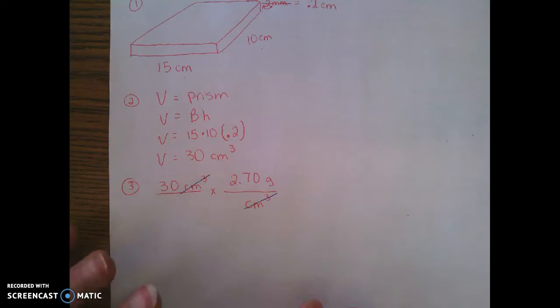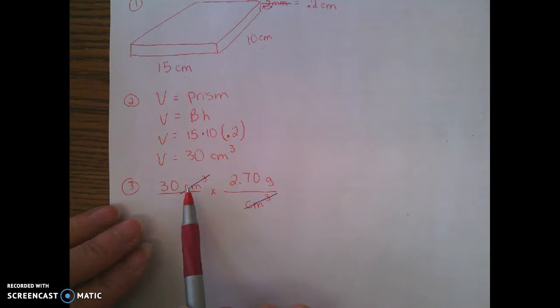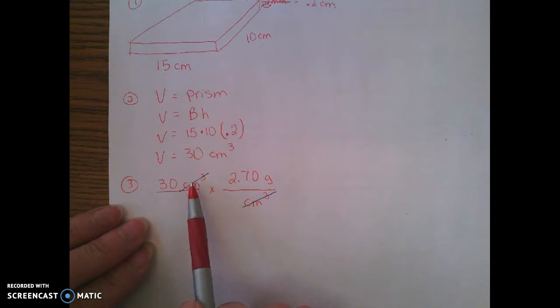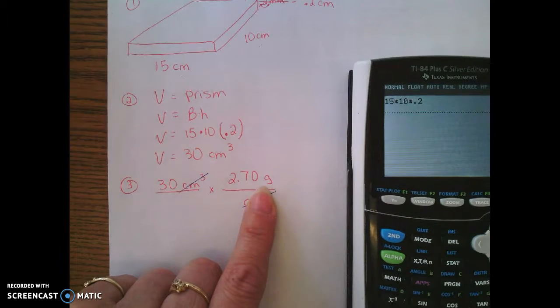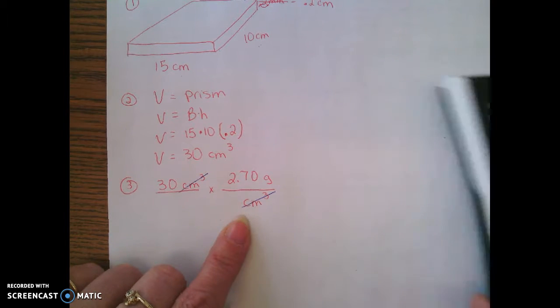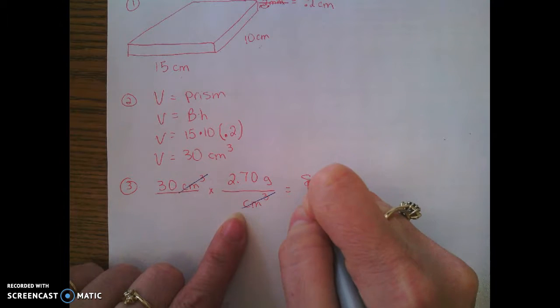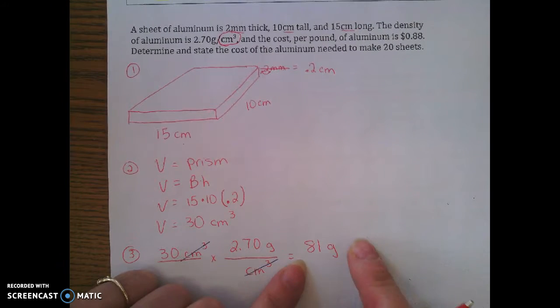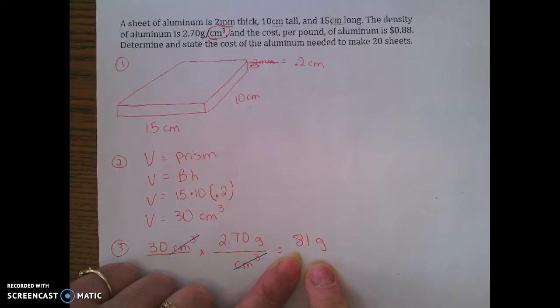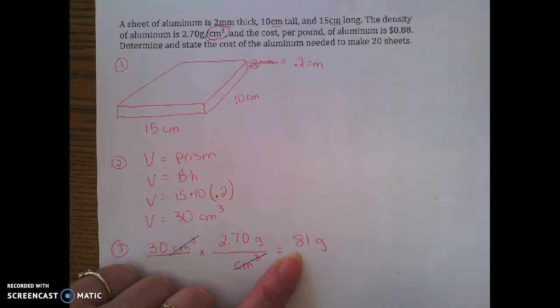You don't need a density formula. You don't need a mass formula or a volume formula. You don't need that. You just look at your units. So these cancel out. So now I'm multiplying across, 30 times 2.70 gives me 81, and the only units left now are grams. Okay? So now if you keep reading, I now have a weight. Grams is weight. That is the mass of this.